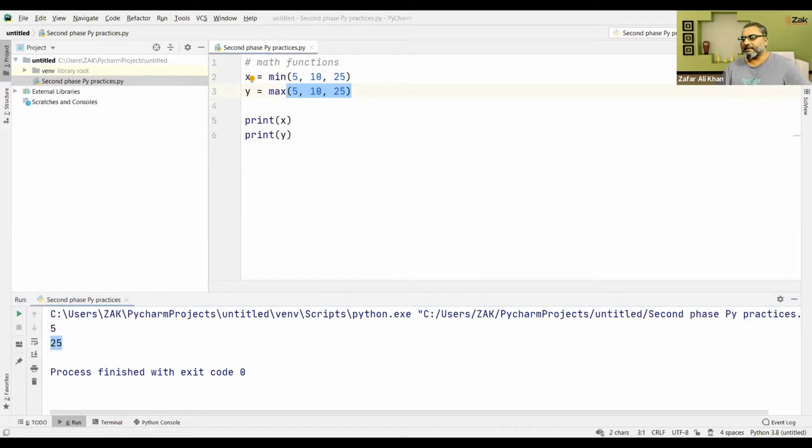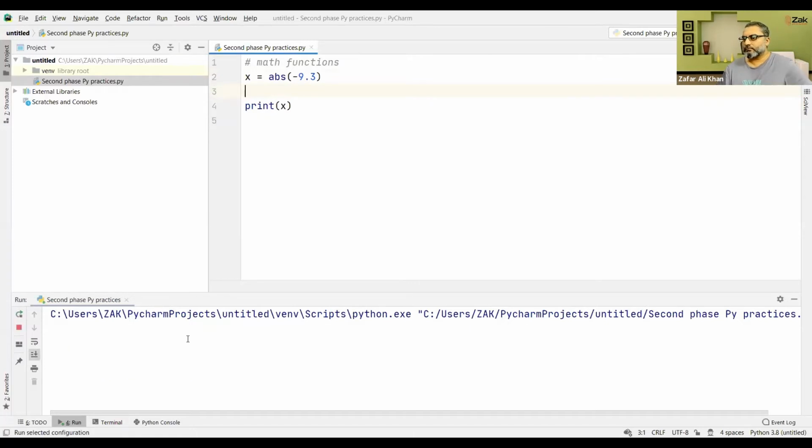इसके बाद आपके पास है absolute का function. So y is absolute of minus 9.3. So there we go. This is absolute of minus 9.3, which is 9.3.